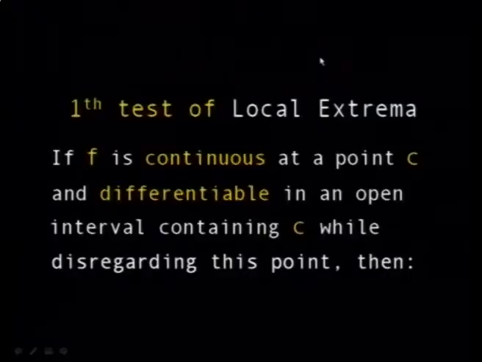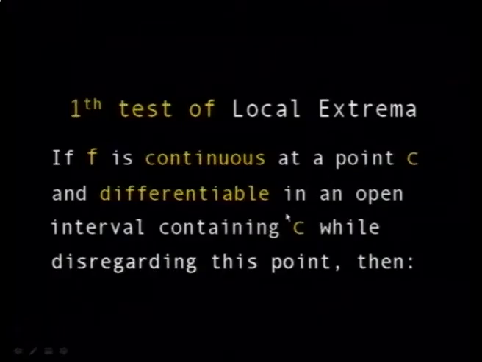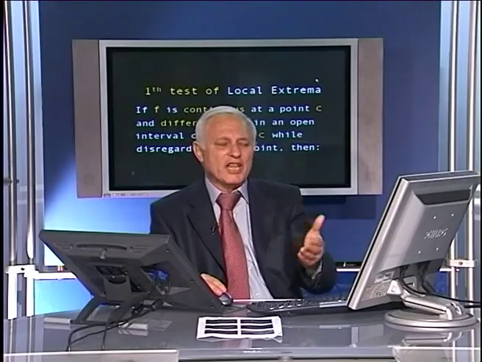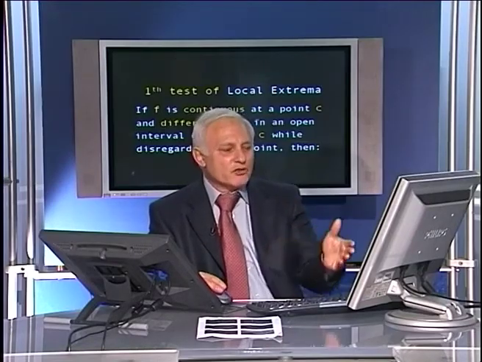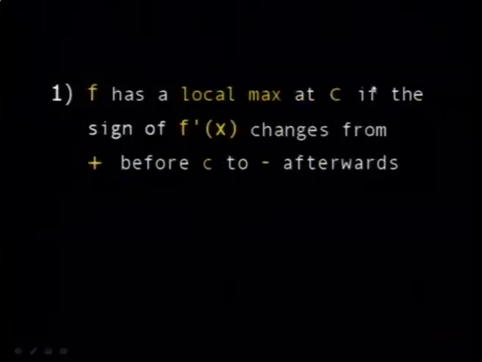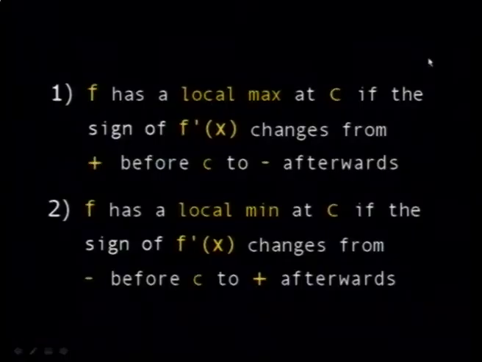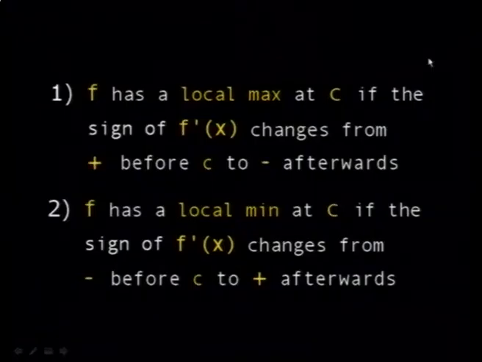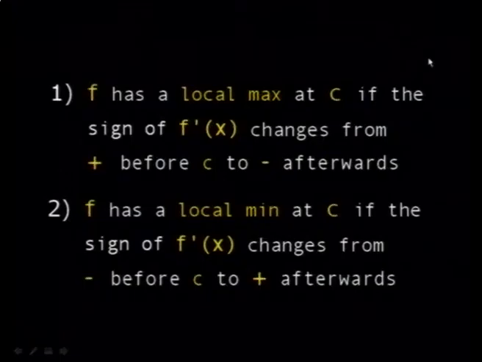F is continuous at the critical point C and differentiable in an open interval containing C, except possibly at C. Why do you disregard this point? Because your function may not have a derivative at this point. F dash may not exist at C, yet C is a critical point, and therefore you disregard this point. Then, if f dash changes sign from positive to negative, it just means that this is a maximum, of course, because it was climbing and then it's going down. Whereas if f has a local minimum at C, then the sign of f dash changes from negative, because it was going down, then it goes up again. So this is a local minimum. So these two tests give you the conclusion that you are either having a local maximum or a local minimum.